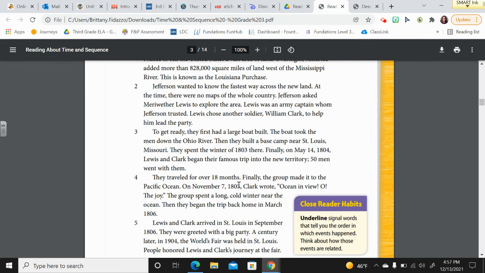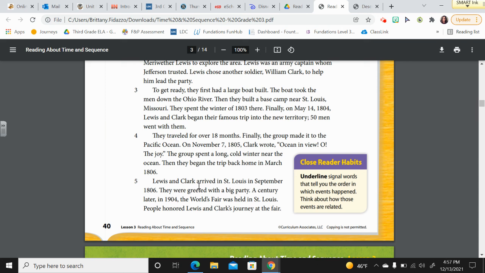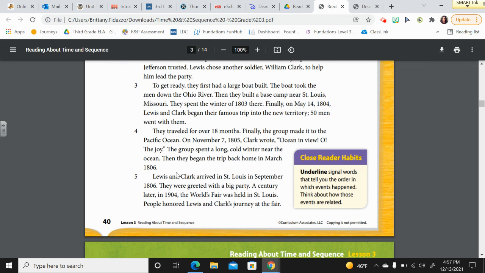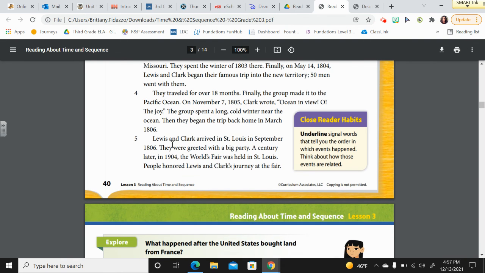After 18 months, that's a year and a half. It's a long time to be away, traveling and exploring. On November 7th, 1805, Clark wrote, "Ocean in view, oh, the joy." The group spent a long, cold winter near the ocean. They began the trip back home in March of 1806. So now they have to come all the way back home, too. Lewis and Clark arrived in St. Louis in September 1806. They were greeted with a big party.